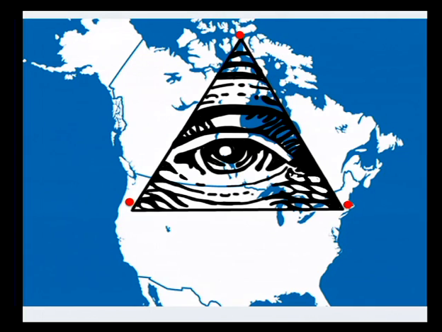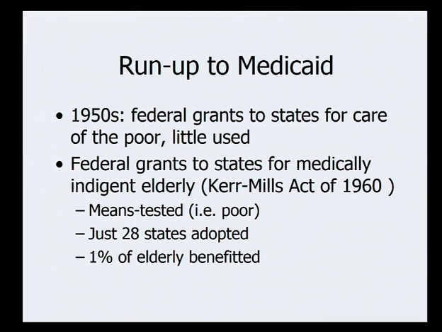Okay. If it's the case that it's not the Illuminati that have caused Medicaid to grow in the way that it has, we're going to have to look back at a different kind of history. In the 1950s, federal grants were sent to the states for care of the poor, but they were not very much used. Federal grants for states for medically indigent elderly were expanded under the Kerr-Mills Act of 1960. You had to be truly poor. Just 28 states used them, and they didn't take very much of the money. Just 1% of the elderly were benefiting from these programs. And this is now 1960 where they're talking about this.